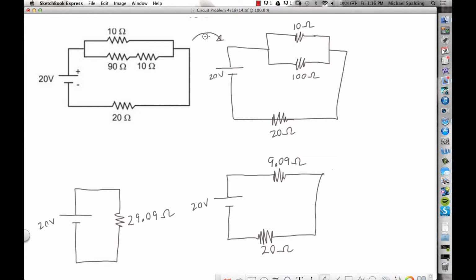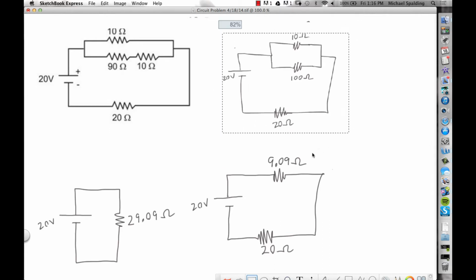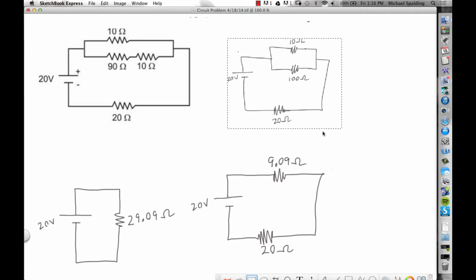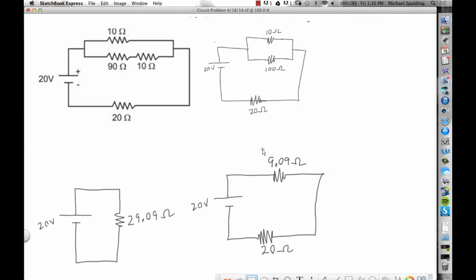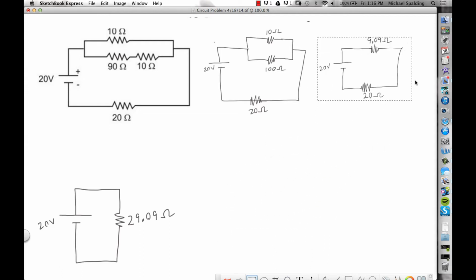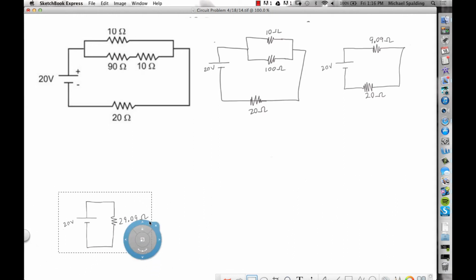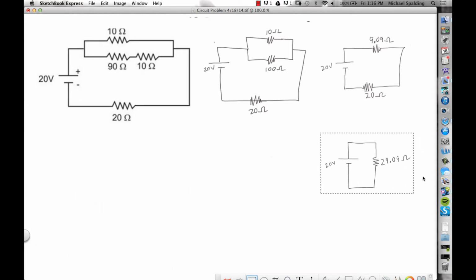Let me make some more room. I'm going to kind of move this stuff around. Let's shrink this. There. Put that up there. Okay, so now we got some room to do this.